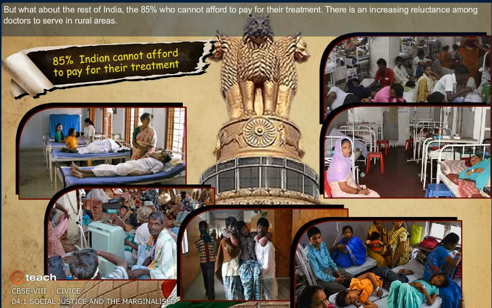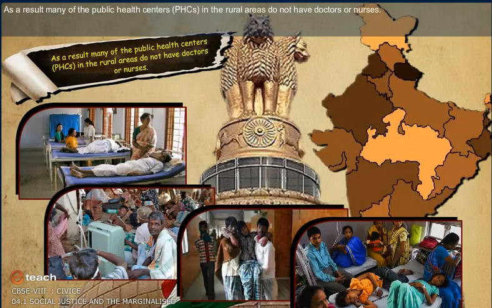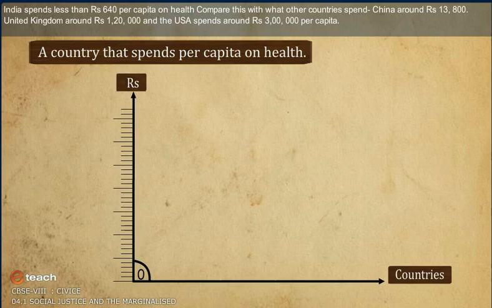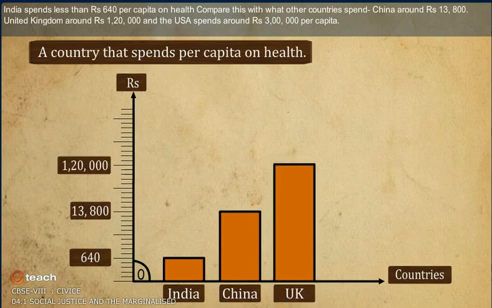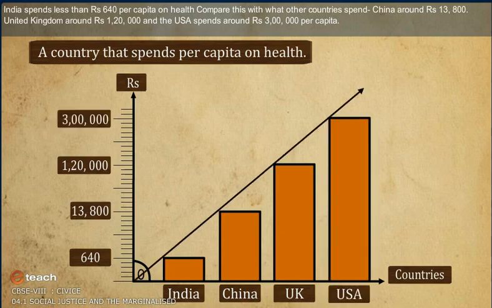There is an increasing reluctance among doctors to serve in rural areas. As a result, many of the public health centers, PHCs, in the rural areas do not have doctors or nurses. India spends less than rupees 640 per capita on health. Compare this with what other countries spend. China around rupees 13,800, United Kingdom around rupees 1,20,000, and the USA spends around rupees 3 lakh per capita.